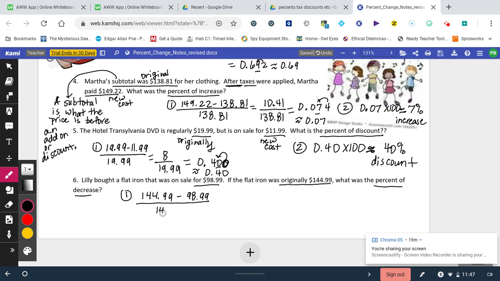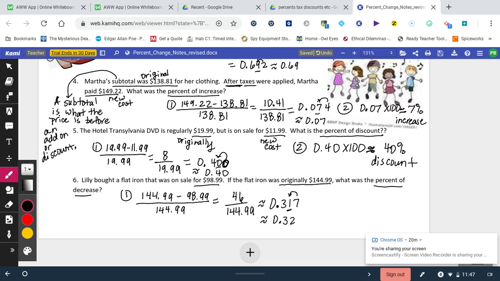The original cost was 144.99. So if I take 144.99 and I subtract 98.99, you get 46. 46 divided by 144.99 is another long decimal. Let's see. 0, 3, 1. I'm going to round it out to the nearest thousands right there. So I can at least have to the nearest hundredth here. So that's approximately 32 hundredths. That 7 tells that 1 to go up.